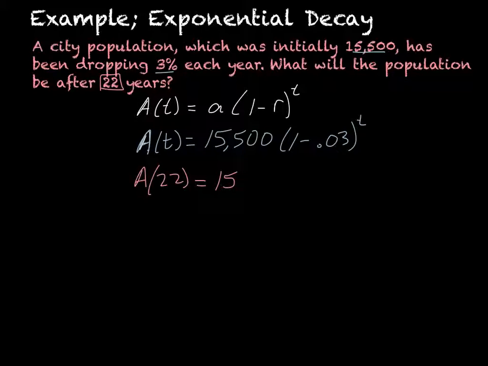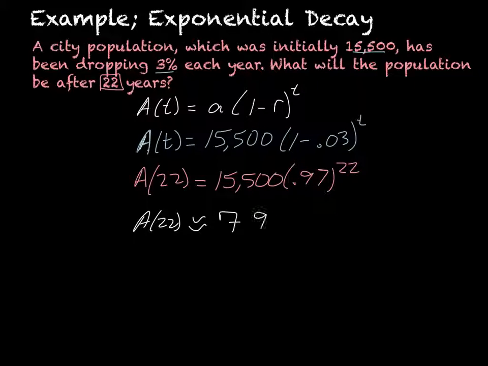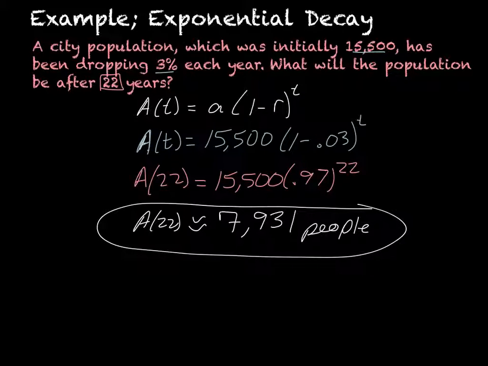So 15,500 times 1 minus 0.03, which is 0.97, to the 22nd power. And then that's what I can type into my calculator, and I get A(22) is approximately, since you can't have part of a person, we're going to round it to 7,931 people. Final answer.